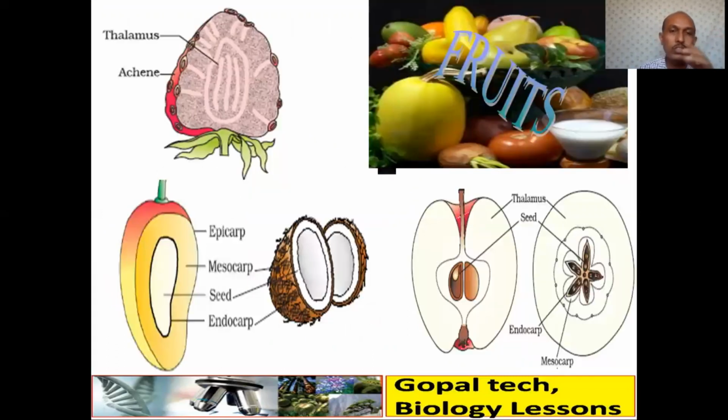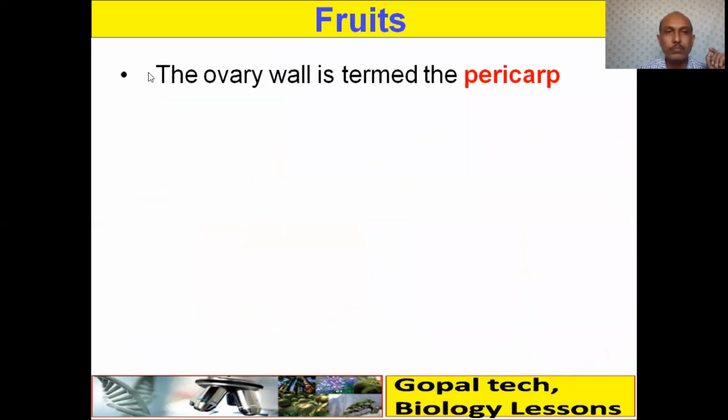Now, these are different fruits. See the epicarp, mesocarp, endocarp. Which is the edible part in mango? That is the mesocarp. But here which is the edible part? Endocarp. Here you can see the thalamus, seeds are here, and this thalamus is not from the ovary, this thalamus part will become the fruit. So this is a true fruit and this is a false fruit. This is also a false fruit. Okay, that is the achene type in strawberry.